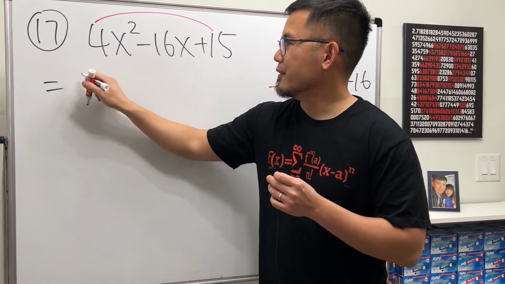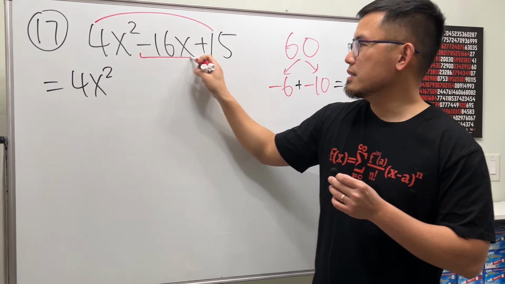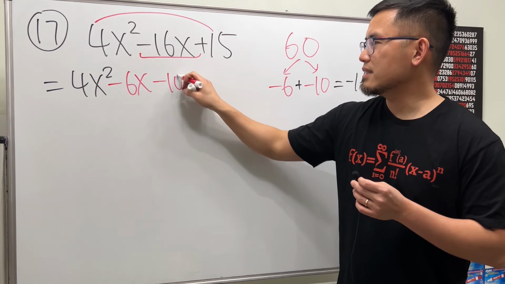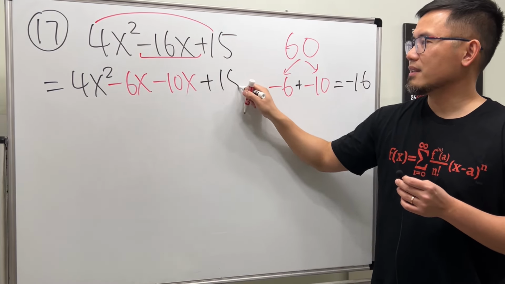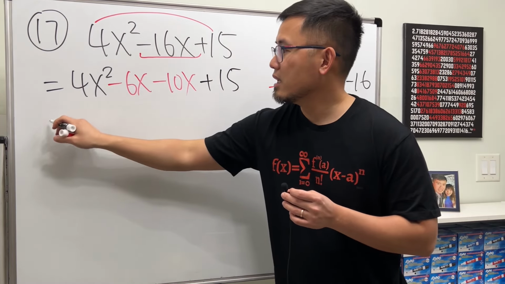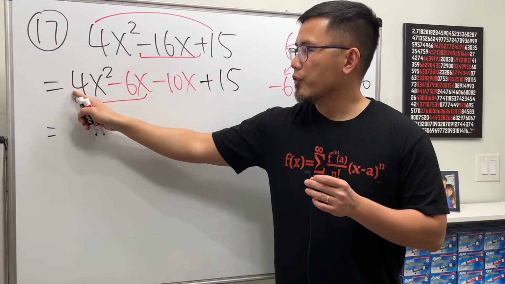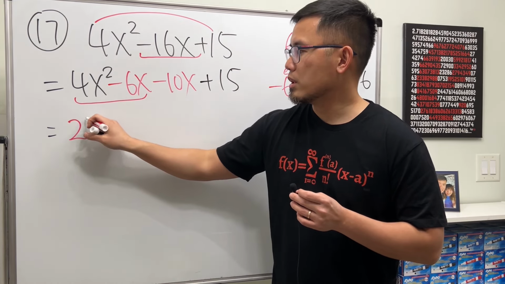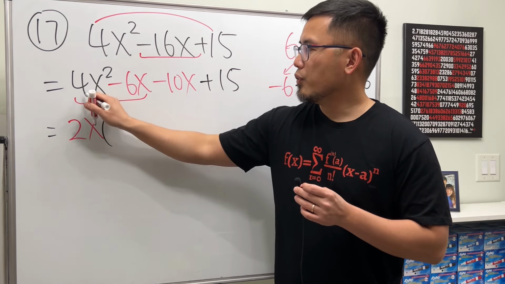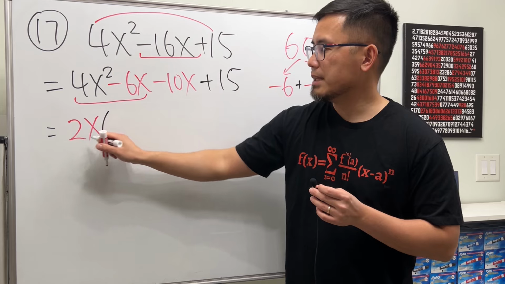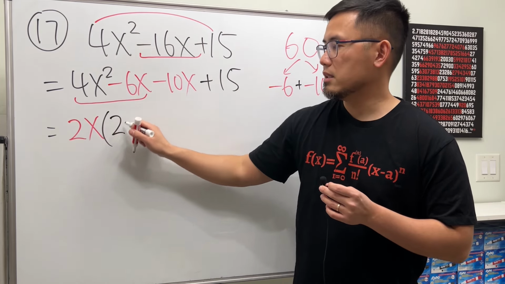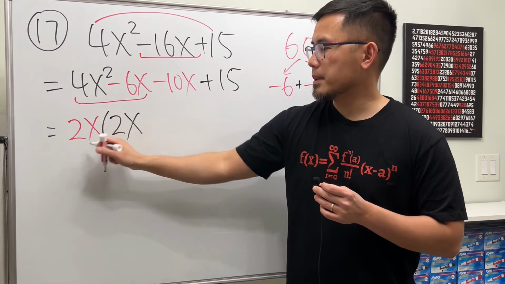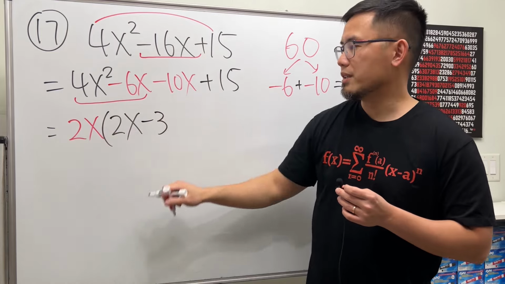So we will have 4x squared. For this, both of them are negative, so it doesn't matter anymore. Just write down negative 6x, and then minus 10x, and then plus 15. Now do this by grouping. We see that this and that, 4 and 6, we can factor out 2. X squared and x to the first power, we can factor out x. 4x squared divided by 2x, 4 divided by 2 is 2. X squared divided by x is x. Negative 6x divided by 2x. Negative 6 divided by 2 is negative 3. And the x is out already.